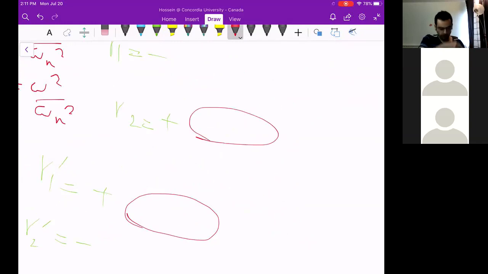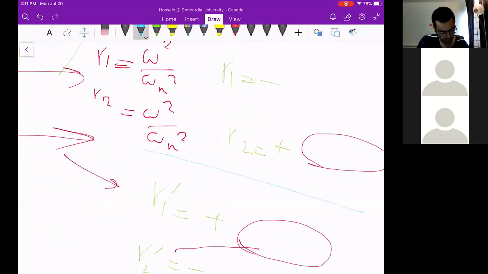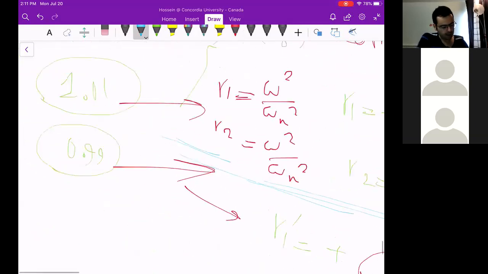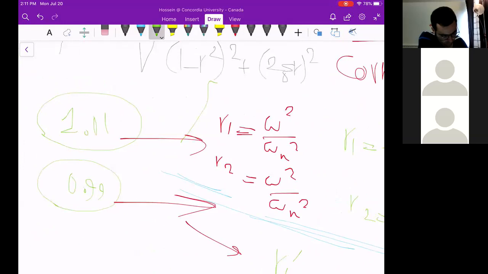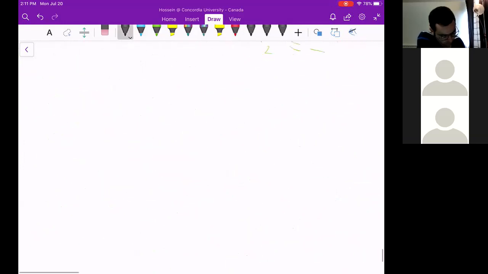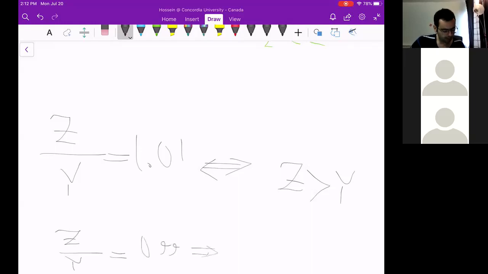How? I will tell you how. Let me detach this part. Take a look at z over y here. For the first case we wrote z over y as 1.01, so you can translate this equation to z greater than y, and it will guide you to some range of omega. And z over y equal to 0.99 implies that z is lower than y.